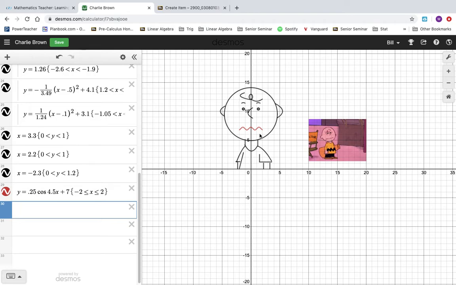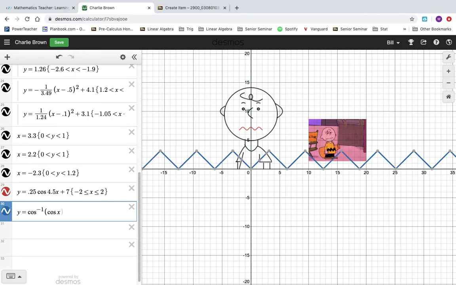And one version of it would be y equals none other than cosine inverse of cosine of x. It makes this crazy zigzag pattern. So the second video that I make will tell you all the mathematical details about why that looks the way it does, how sine might be a little bit different, and all of that. But for now, let's just see if we can fit this function and make Charlie Brown complete.